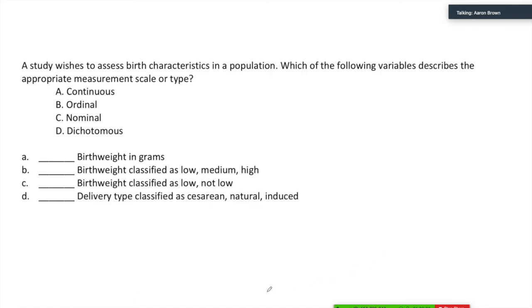So now is my favorite part. We can actually start to do some practice questions.